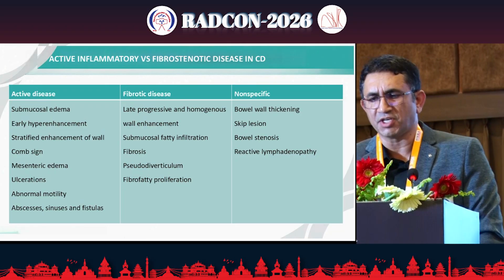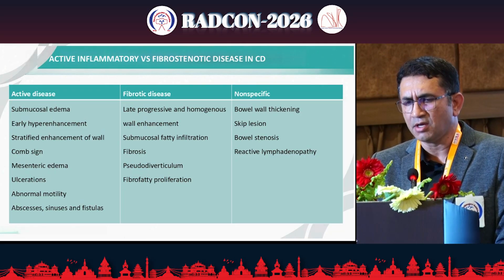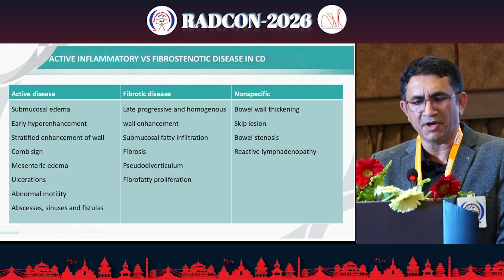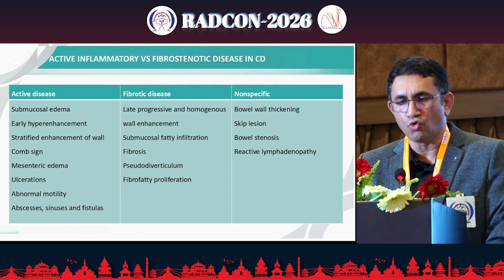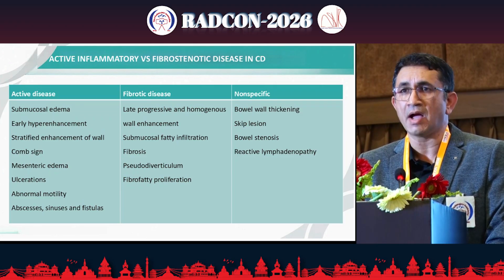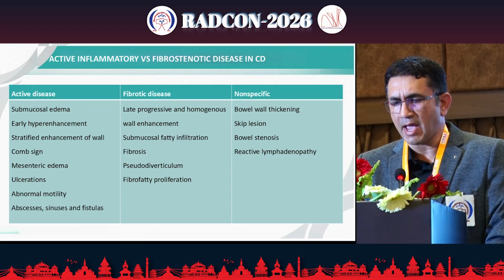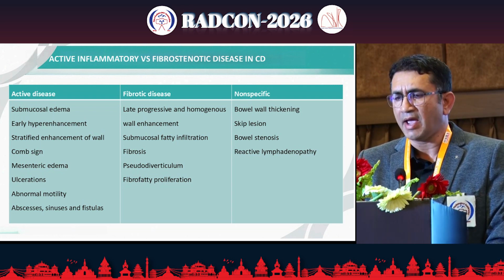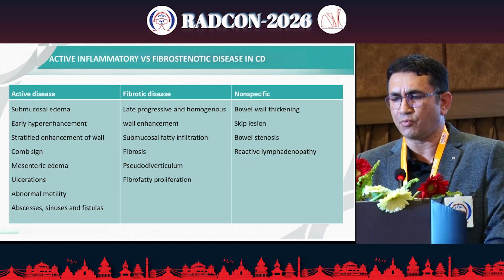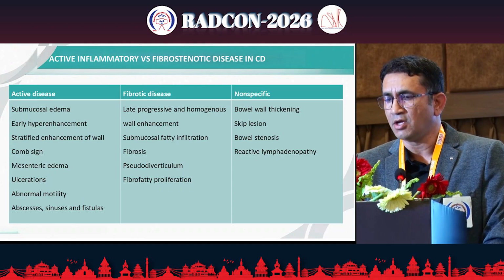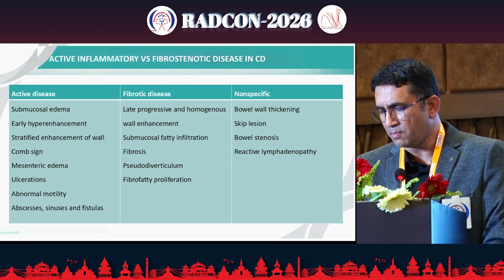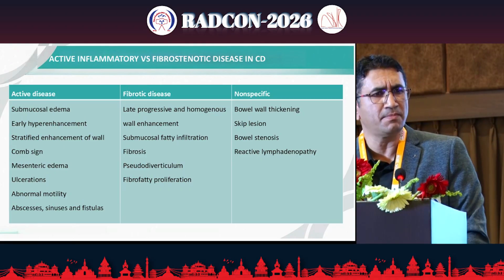So, active versus fibrostenotic disease. In active disease there is submucosal edema, early hyperenhancement, stratification, comb sign, mesenteric edema, ulceration, and complications like abscess, sinuses, and fistula. In fibrotic disease there will be late and progressive homogeneous wall enhancement, submucosal fatty infiltration, fibrosis, pseudodiverticula, etc. So there are some mimics.